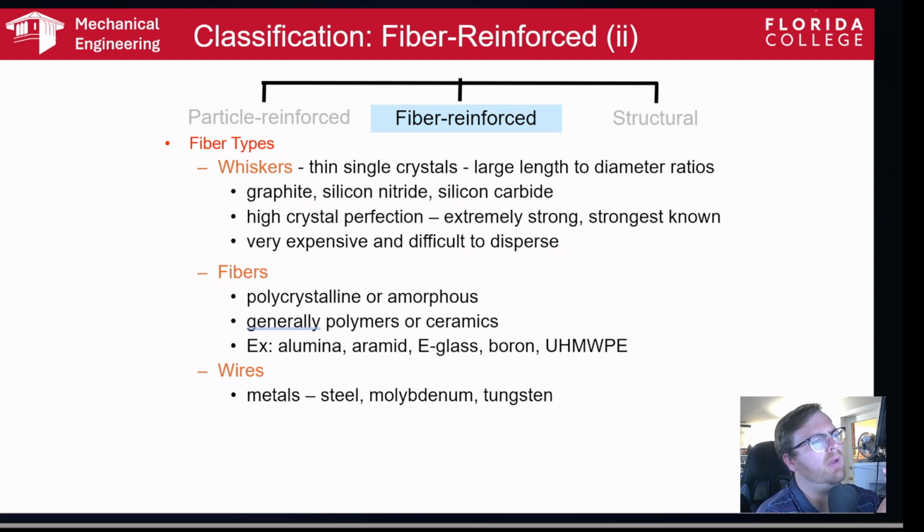I would maybe disagree just slightly with that. I think that metal fibers are common, like the kinds of materials that I worked with. We would have metal fibers sometimes, but they're saying that they're generally polymers or ceramics. That's fine. Alumina, aramid, e-glass, boron, and I'm not sure what UHMWPE is. And then finally we have wires. They're including metals in this case with steel, molybdenum, and tungsten. But your wires are usually going to be a bit thicker than your fibers will be.